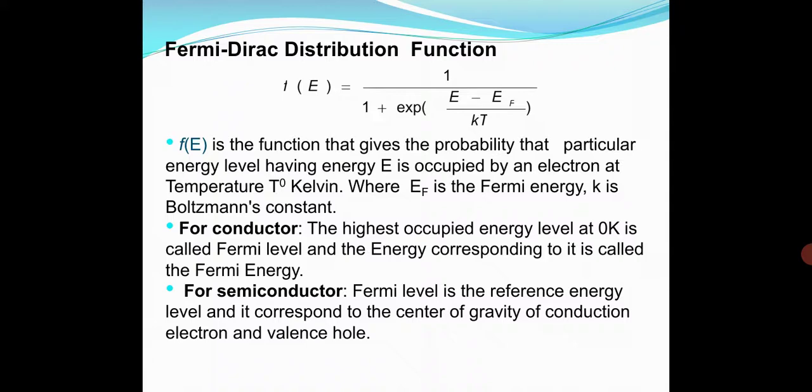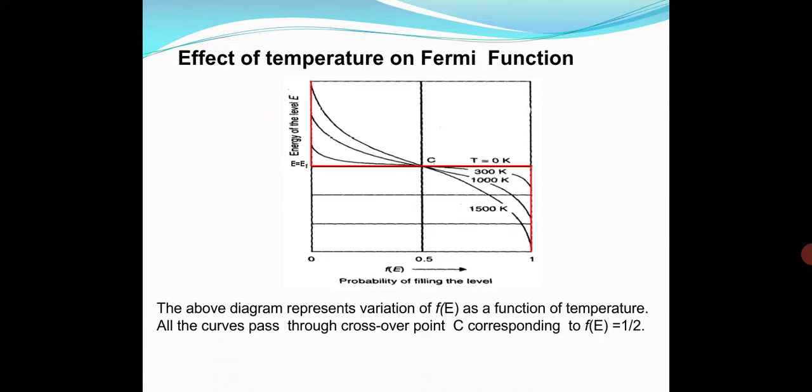Now, what is the Fermi-Dirac distribution? The scientists Fermi and Dirac have shown that f(E) is equal to 1 upon 1 plus exponential of (E minus EF) upon kT, where E is the energy and EF is the Fermi energy level. So for a conductor, the highest occupied energy level at 0 degrees Kelvin is called the Fermi level, and for a semiconductor, the Fermi level is the reference energy level, corresponding to the center of gravity of conduction electrons.